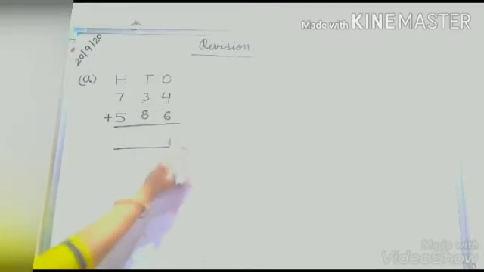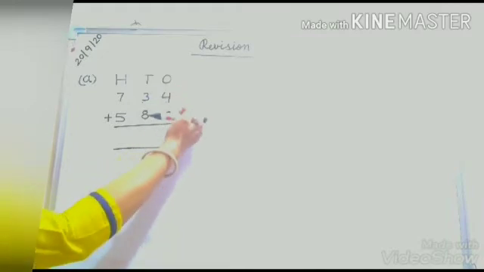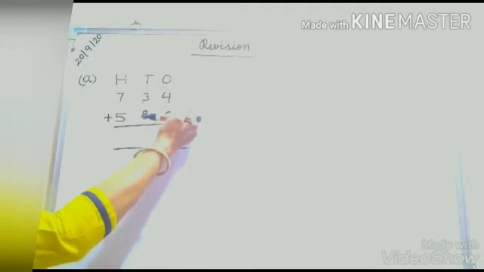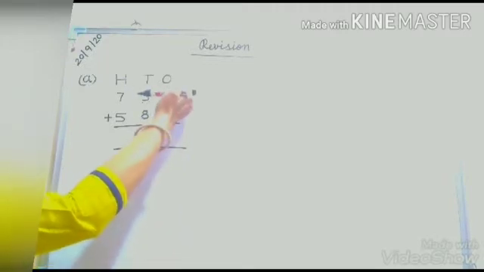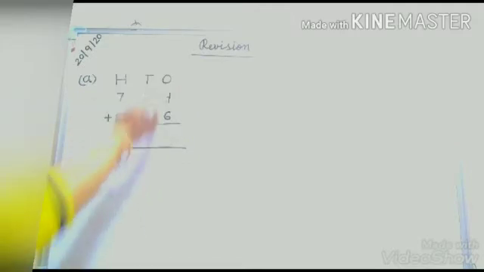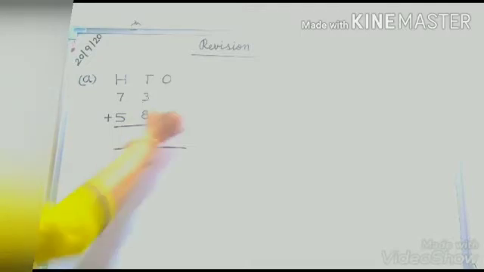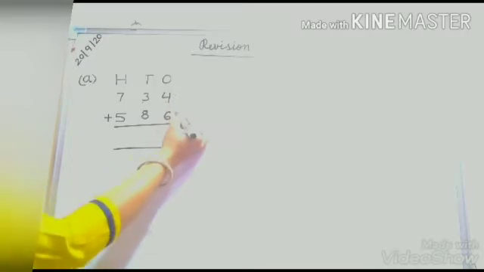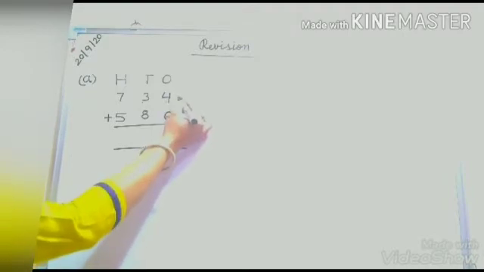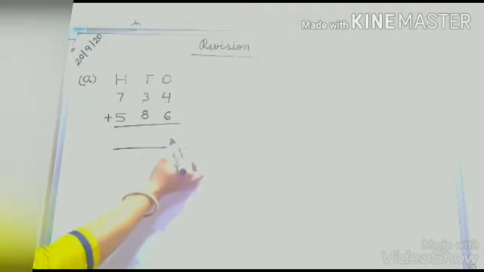Okay, children, in addition we can change the order of the numbers. That means if we write 734 at bottom and 586 at top, then there will be no difference in the sum of these numbers. Okay, and children, you remember what these numbers are called? The numbers which we add are called addends. Okay, and the answer we get after addition is called sum. Okay children.